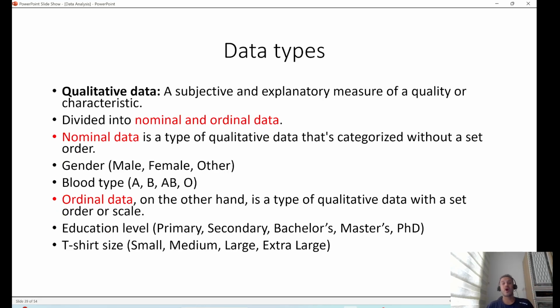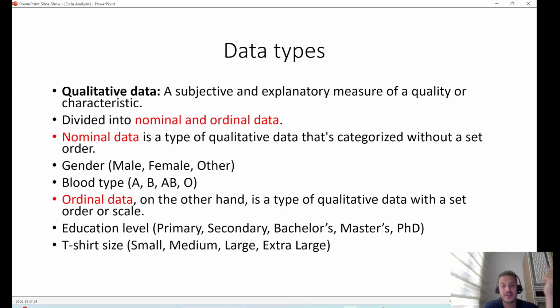Qualitative is about characteristics, the quality, and we have two types: nominal data and ordinal data. Nominal data is not set in order, like male, female, other, or blood types A, B, AB, O. This is nominal data.